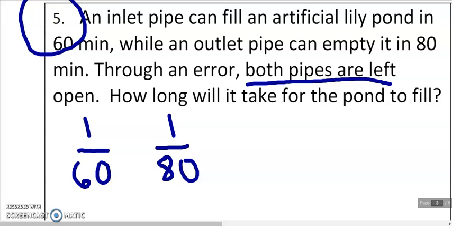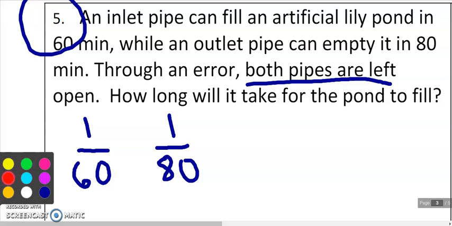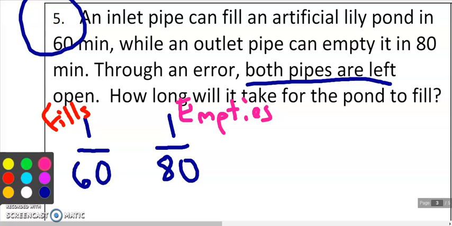So if I'm thinking about what's happening here, the first pipe fills the pond. The second pipe empties the pond. So if I've got one thing that's adding water and one thing that's removing water, if I want to combine the pipes together, I'm going to subtract them.